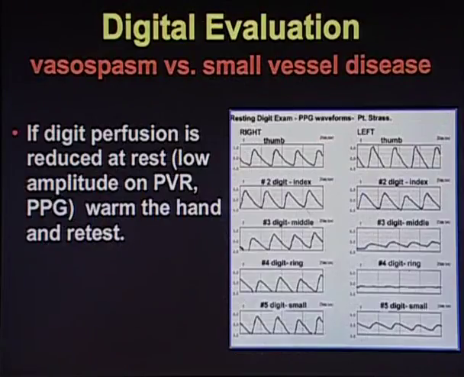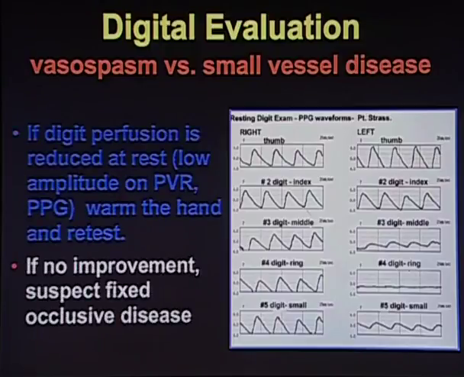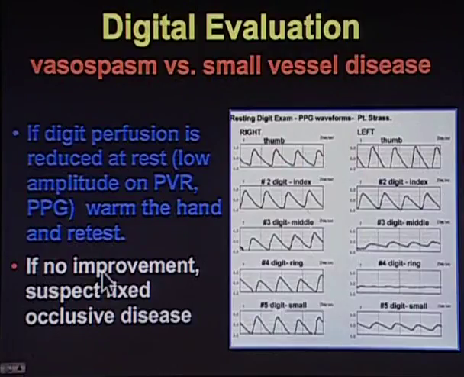Now, if we've done our examination in the digits, and the digits are very low amplitude, then we're not sure if it's small vessel disease or if there's vasospasm or vasoconstriction taking place. So it's appropriate to warm the hand and retest. We've always kept a heating blanket in our laboratory that we can wrap the patient's hands in, and then we allow them to warm up, and then we go back and retest. Now, if there's no improvement in the waveforms, then we suspect that there's fixed occlusive disease.